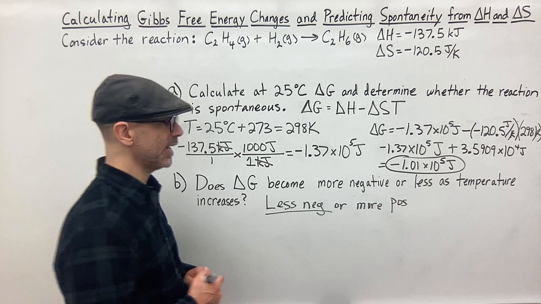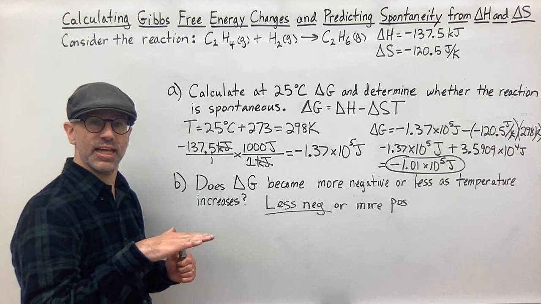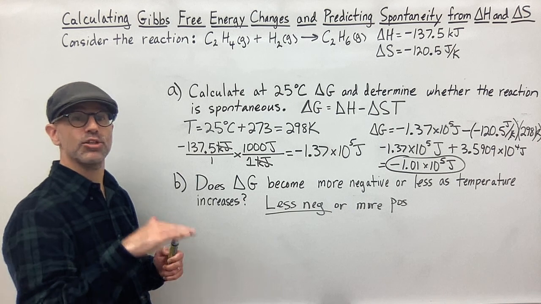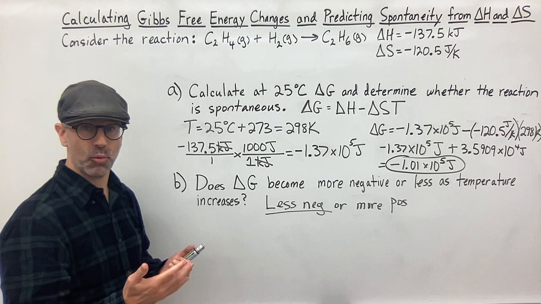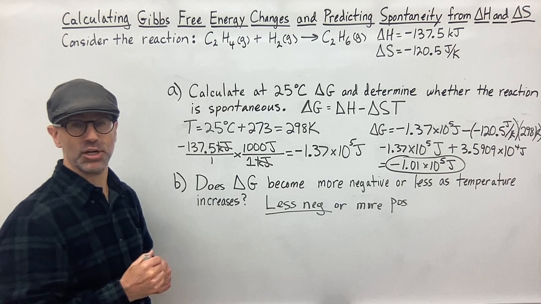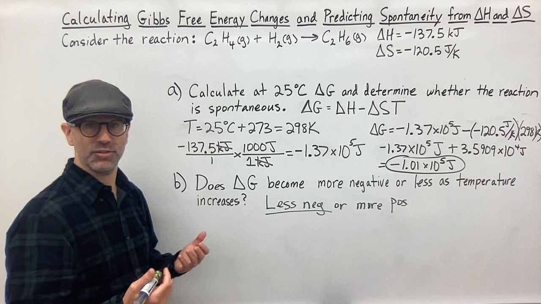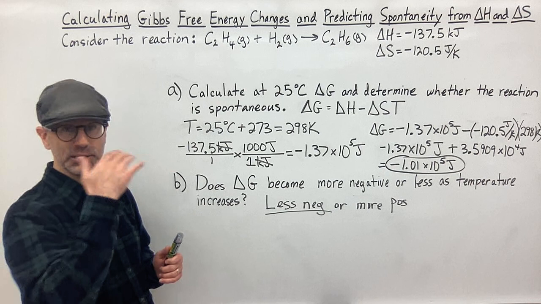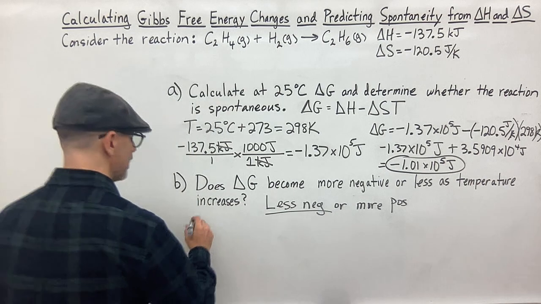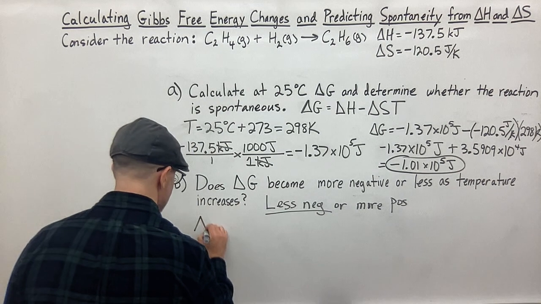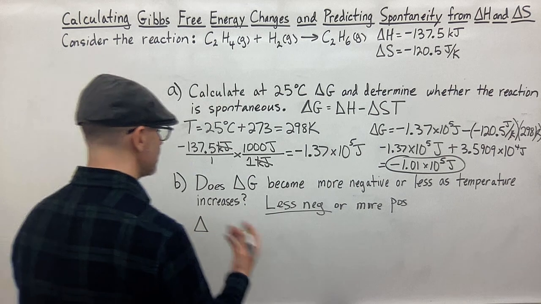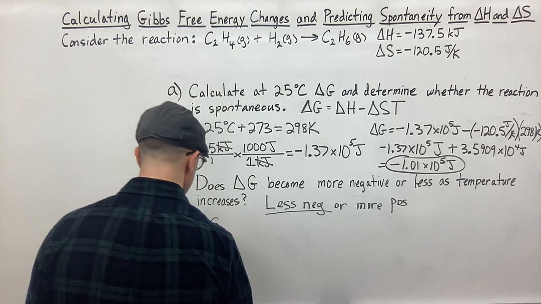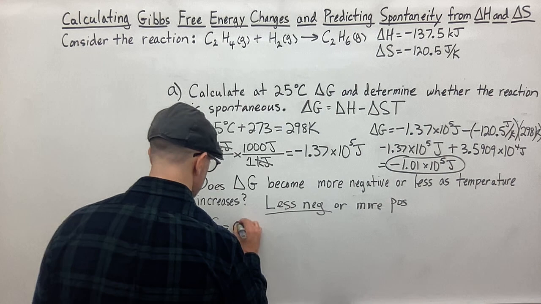So you could also answer the question: at what temperature will this reaction no longer be spontaneous? In that case, we know that as temperature goes up, delta G is becoming less and less negative. So it's going to become 0 at some point, and then above that temperature, it'll be positive. So at what temperature do you make that change from negative to positive? Well, we can set delta G equal to 0, since that's the point at which you stop being negative. So delta G is equal to 0.